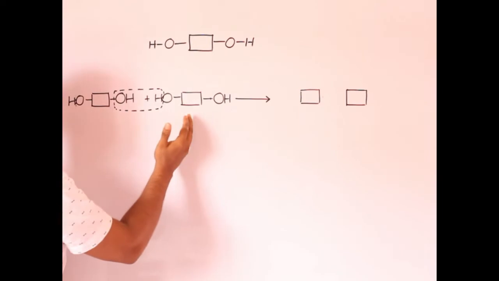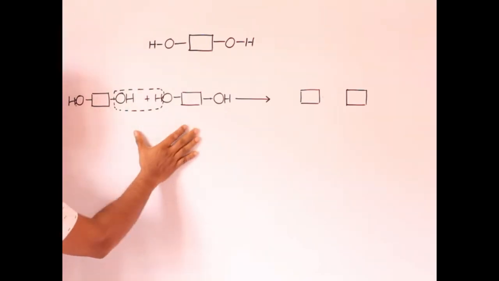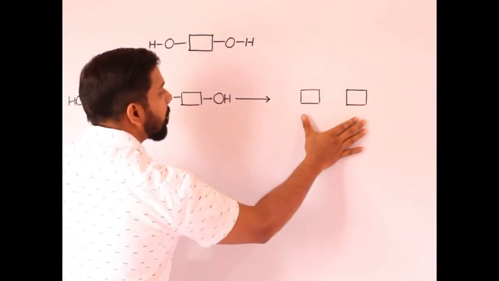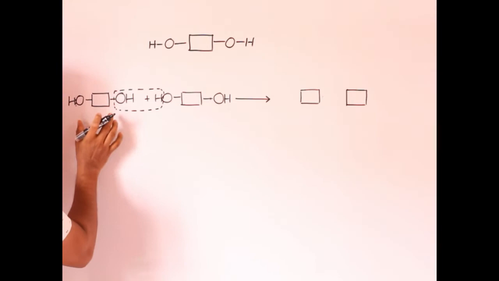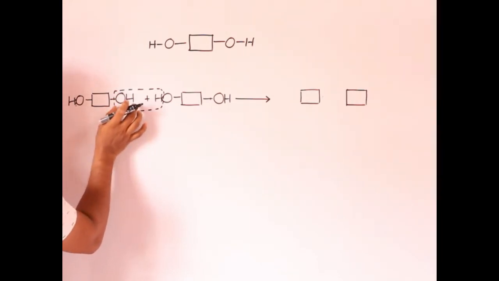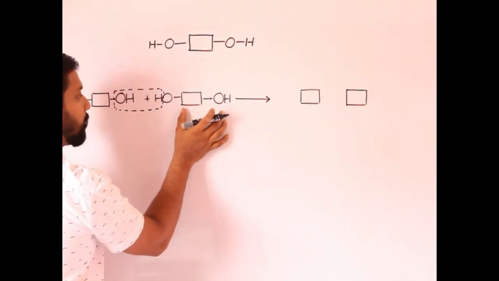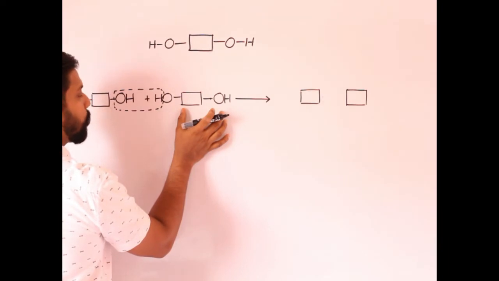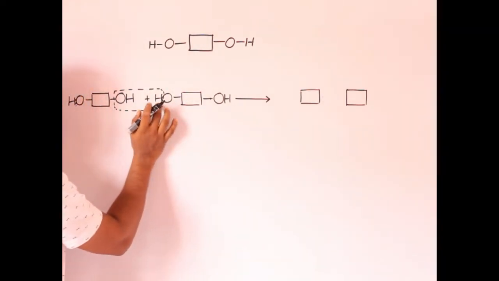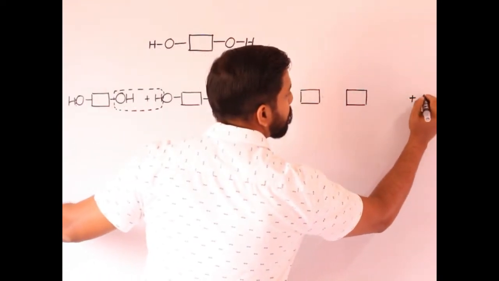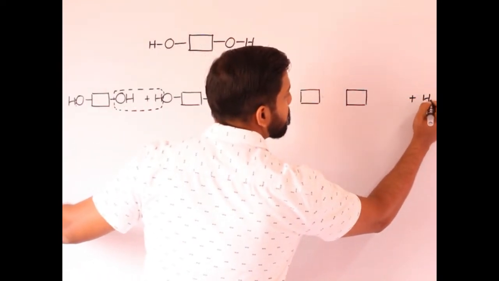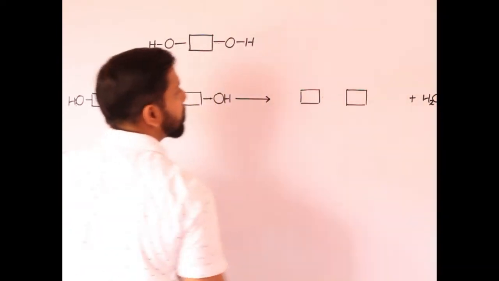When two glucose molecules combine, we get a disaccharide. Let's see how they are going to react. The first glucose molecule will give OH and the second glucose molecule will give H, removing a water molecule. So we all know then this is a condensation reaction.